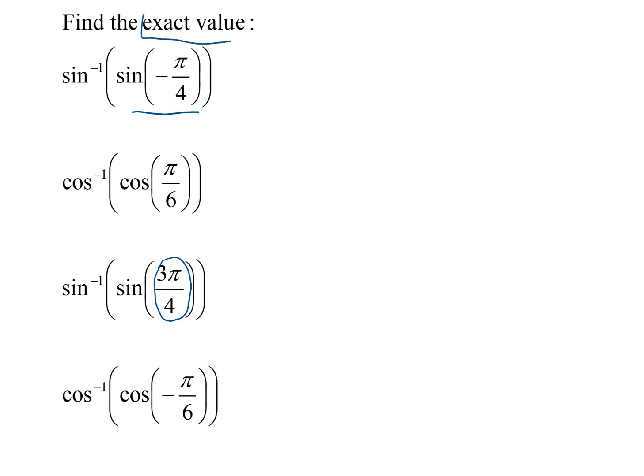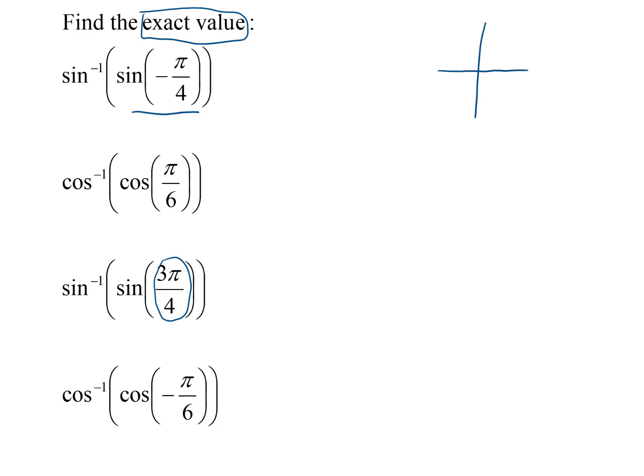Here we want to find the exact value of some inverse trig functions with their trig functions. An inverse trig function will undo a trig function if they match names, if you're in the restricted range for the inverse function. If you're not, that won't be true. So we'll be able to see that as we work these. The first one says we want the inverse sine of the sine of negative pi fourths.